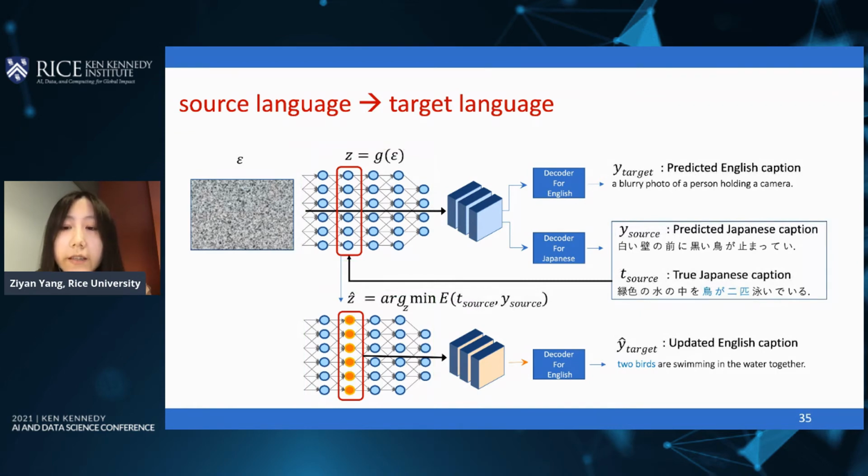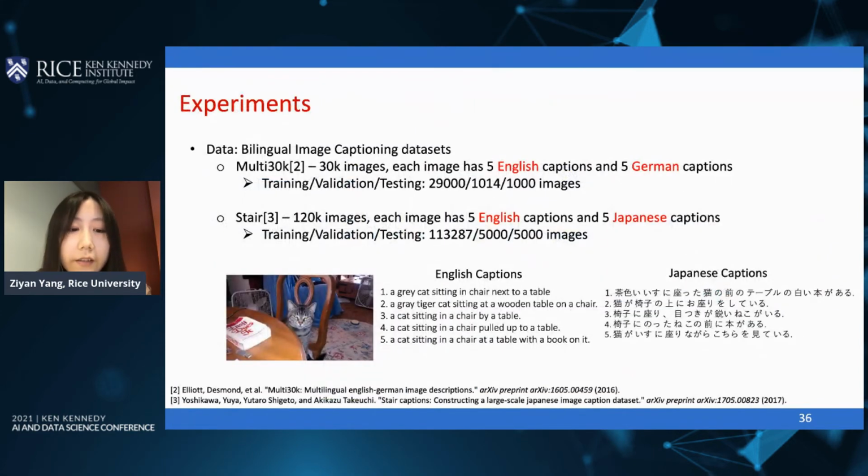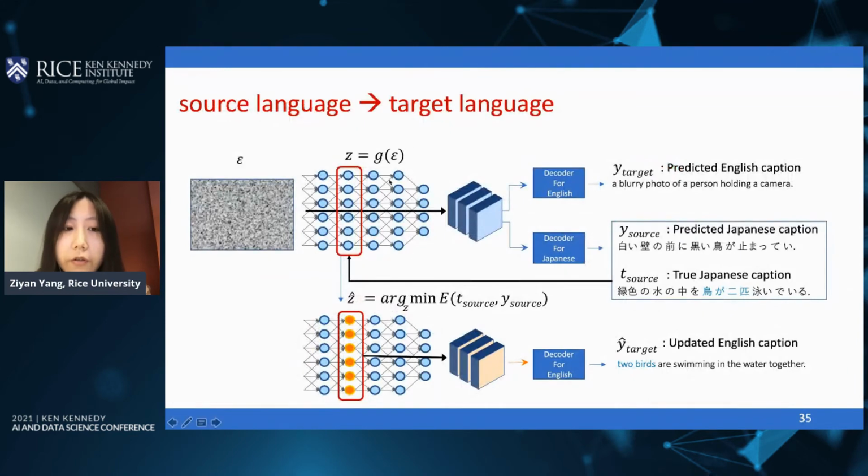To define more formally, the noise image epsilon is sampled from a uniform distribution between 0 and 1. Then the intermediate image feature Z is obtained from epsilon. Similarly, Y target and Y source are predicted English and Japanese captions. T source is the ground truth Japanese caption. Z hat will be updated, actually only using T source. And finally, Y hat for the target language will be generated.